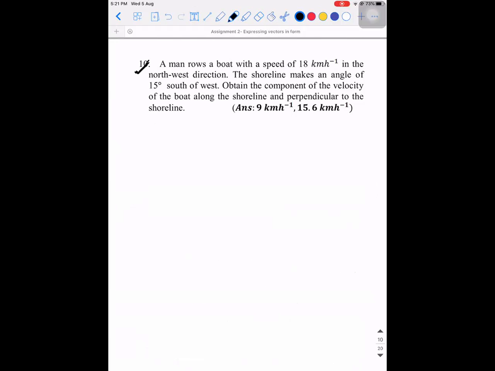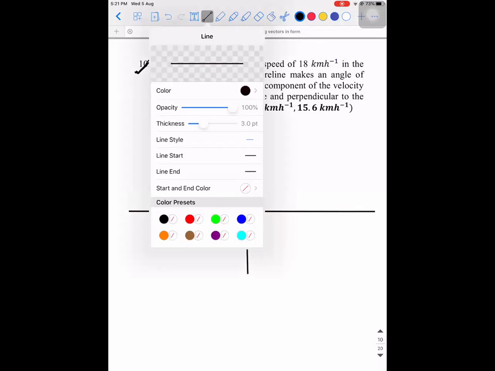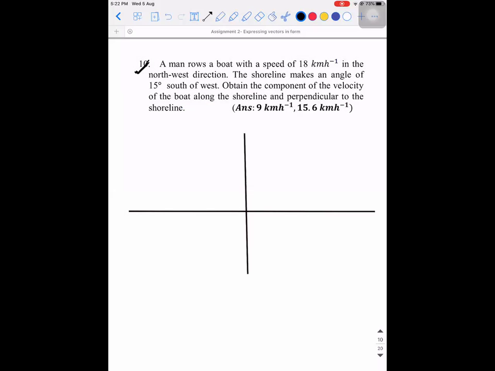So a man rows a boat with a speed of 18 km per hour in the northwest direction. Right? Northwest means what? Exactly, 45 degrees. So northwest, right? That side. So northwest means it is going to be 45 degrees, north, east.